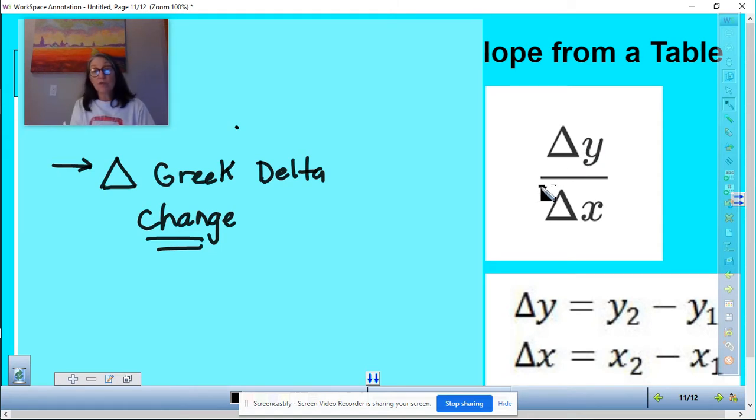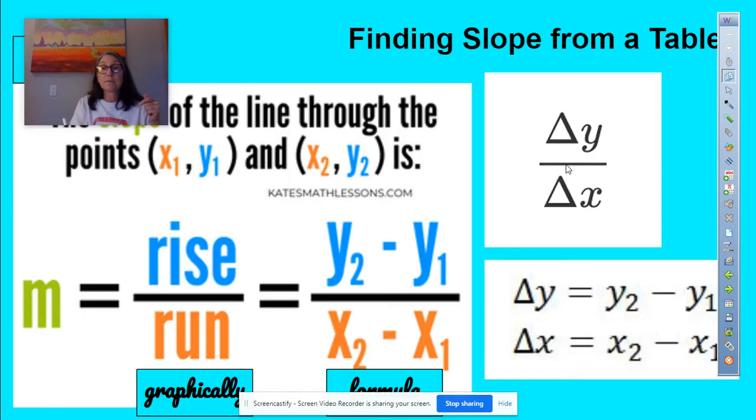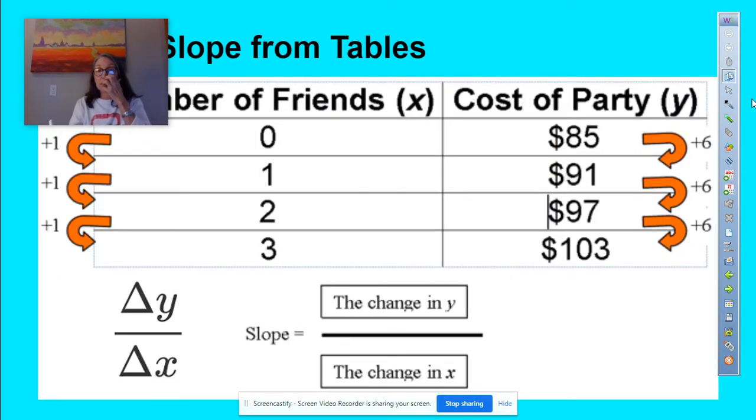Well, when we use the slope formula, we subtract the 2 y values, and we get the change in x by subtracting the 2 x values. But when we're dealing with tables, many times, it's much simpler than that. Let's take a look.